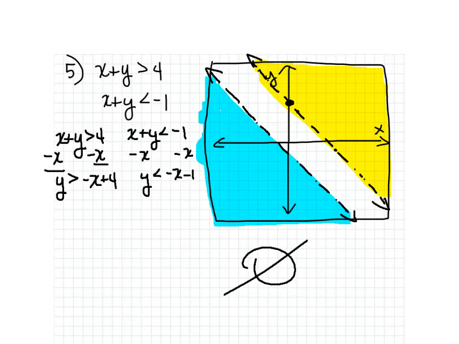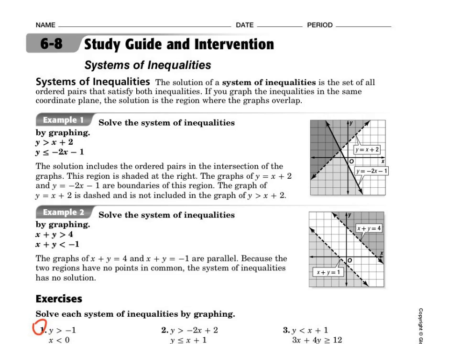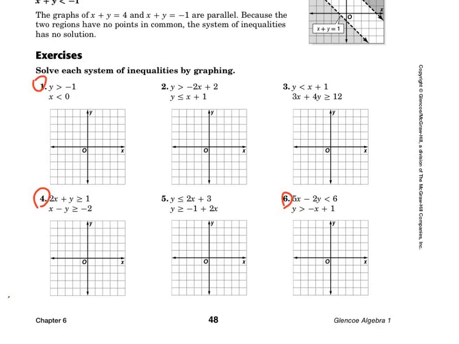Okay? All right. So for some independent practice, I'd like you to do number 1, number 4, and number 6. We'll practice a little more tomorrow on graphing and solving systems of inequalities.